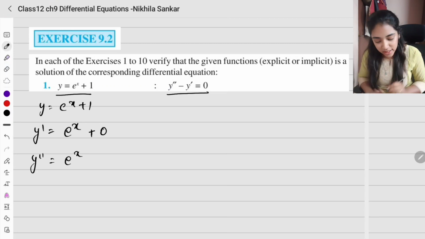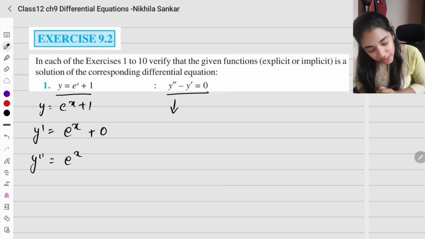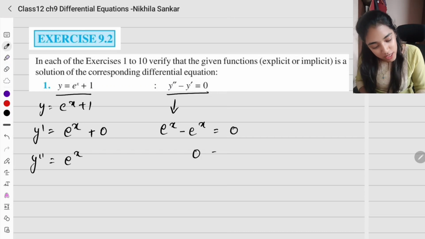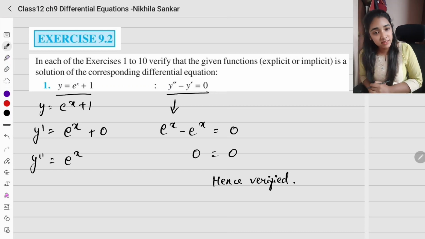Okay. Now I have to substitute it in this equation. So y double dash is e to the x, minus what is my y dash? It is again going to be e to the x, which is equal to 0. 0 equals 0. Hence verified. Very simple. Correct? Please copy.